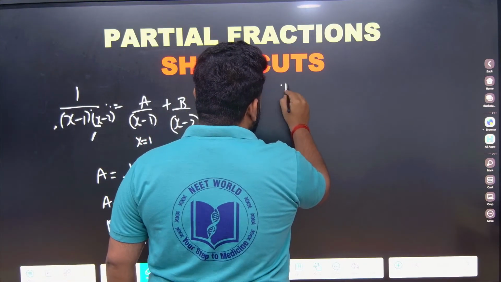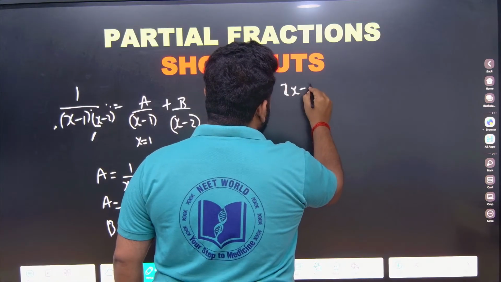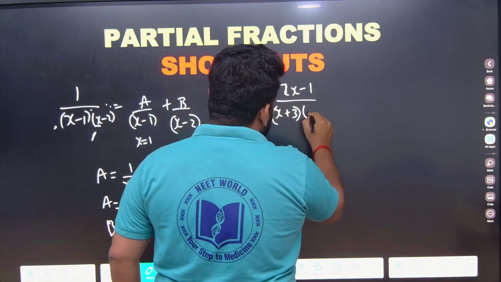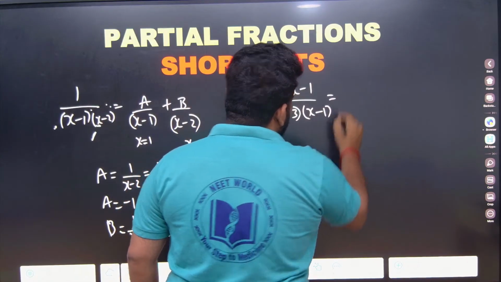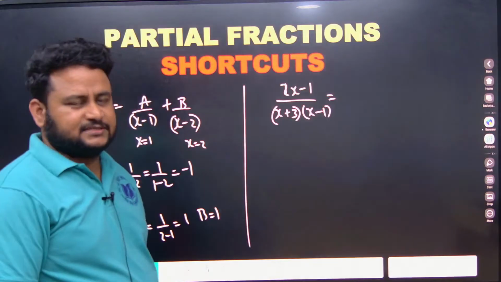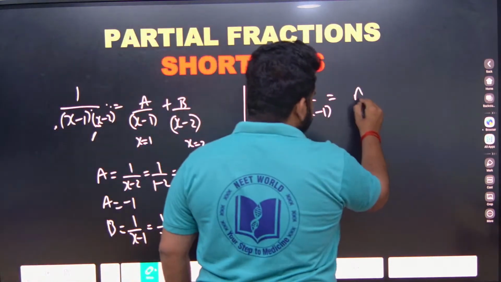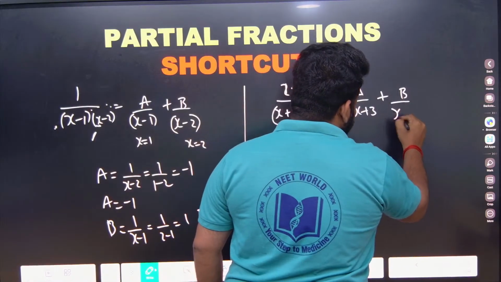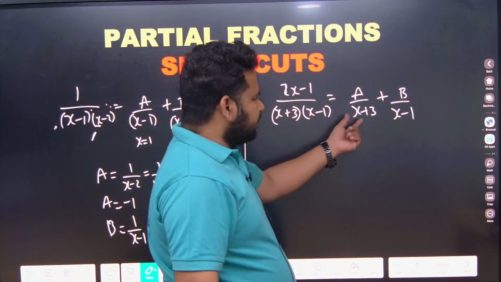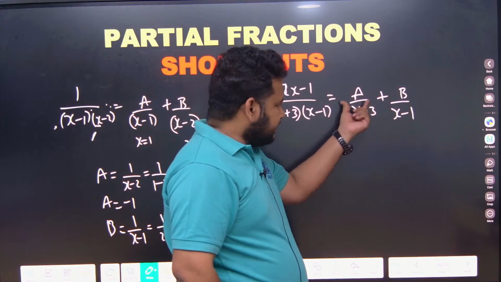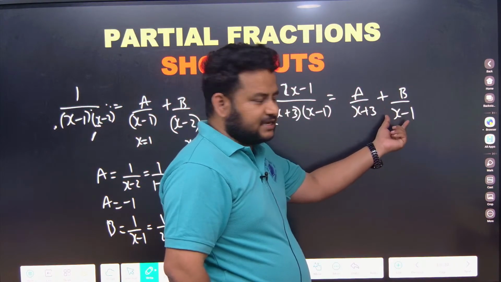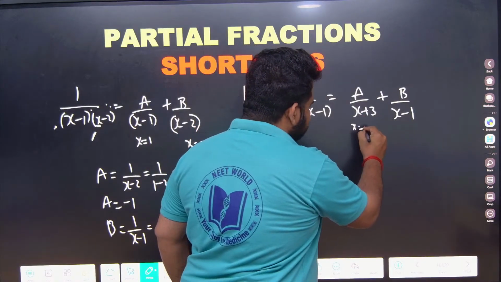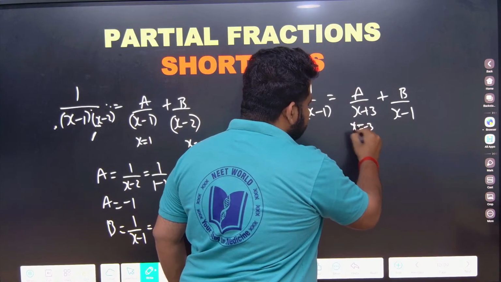So I will write it as (2x minus 1) by (x plus 3) into (x minus 1). So we can write this as a by (x plus 3) plus b by (x minus 1). Now see, not a value. Under a, x plus 3 is there. Under b, x minus 1 is there. So here if I equate x plus 3 to 0, I will get x is equal to minus 3.